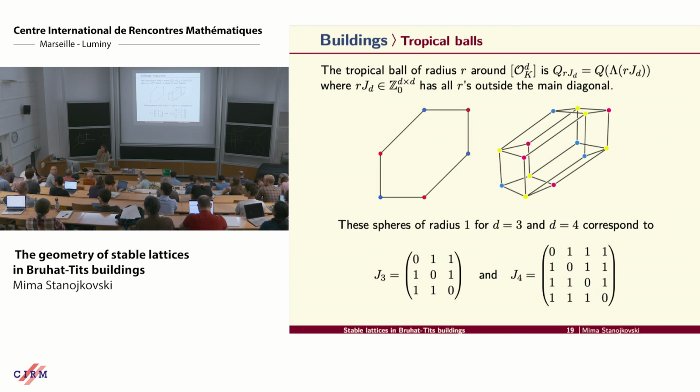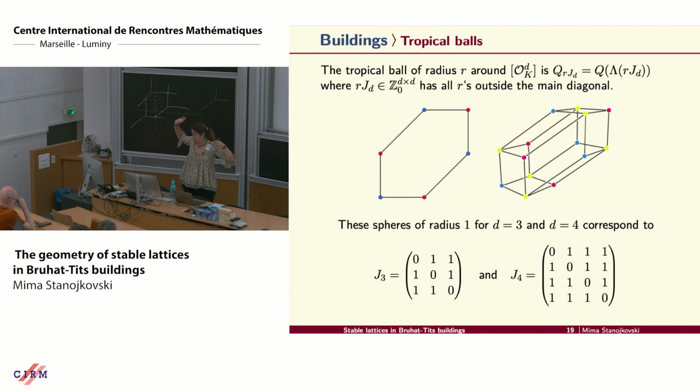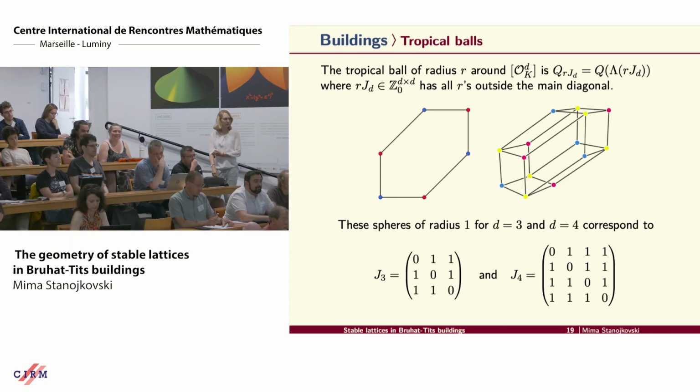In the tree case, a path gives you an Eichler order in M2, QP. Is there a similar analog here for the buildings? Can you see other types of orders? Yeah, so the Eichler orders are the same as closed orders, if I'm not mistaken. So the intersection of two maximal orders. Yeah, just two.